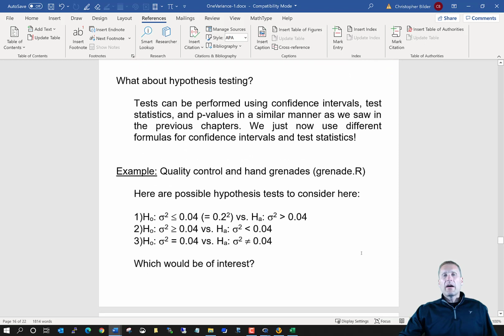Okay, well, what about hypothesis testing? Well, we're essentially going to be playing the same game that we've done with other sets of parameters that we've found confidence intervals and then did hypothesis tests with.